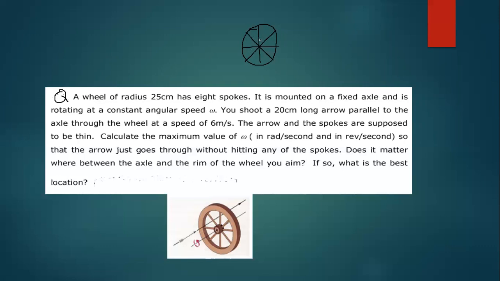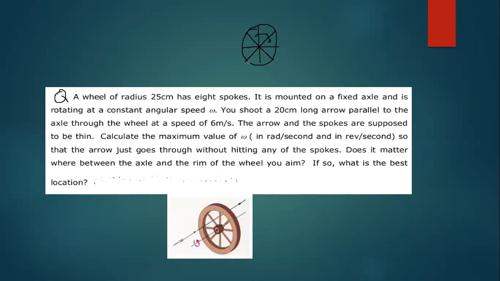I want to pass an arrow through these spokes. All right. So this one is rotating. Say it is rotating even in that direction. It doesn't matter which direction, but it's rotating. Say this wheel is rotating. All right.